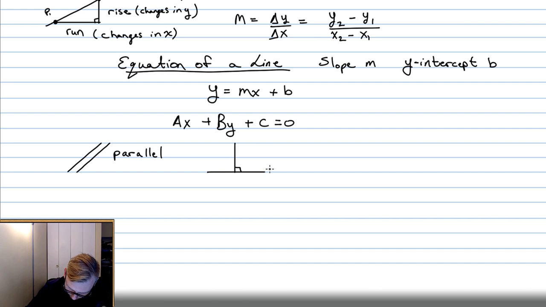So what is the slope of these lines? Well, parallel lines have the same slope, so they'll never intersect. So slope 1 for parallel, m1 equals m2. Perpendicular lines are negative reciprocals of each other. So that means the slope of the second one is equal to the negative reciprocal of the first.